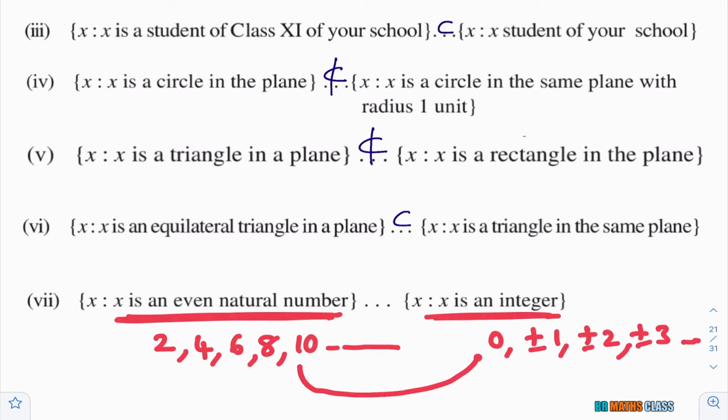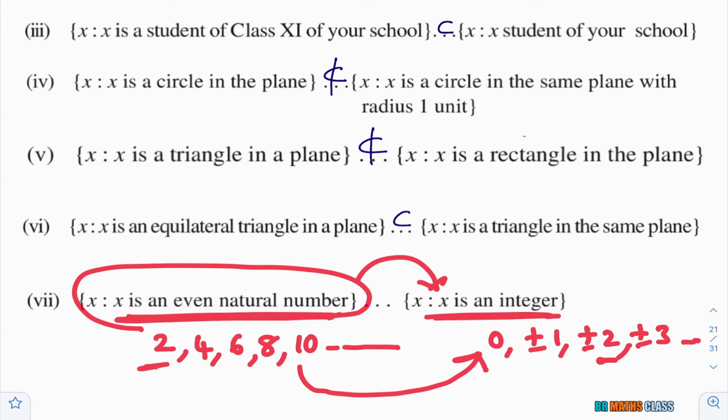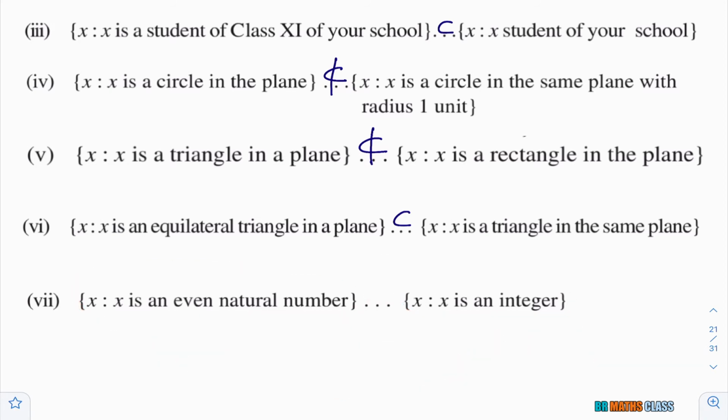The point is, all the elements present in the first set, are they present in the second set or not? Yes, in this 2 is there. 2 is present here? Yes. In this 4 is there? 4 is present here? Obviously. 6 is present in the second set? Yes. Clearly we can say that this first set is a subset of the second set. So the suitable symbol is subset. I hope you understand this first question.